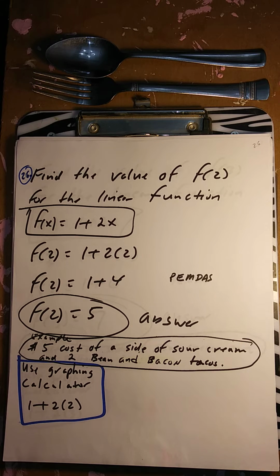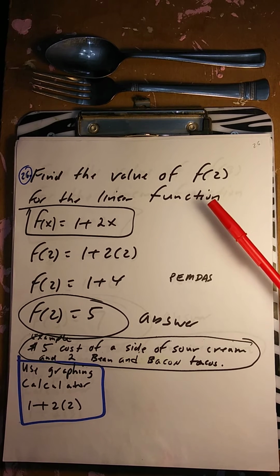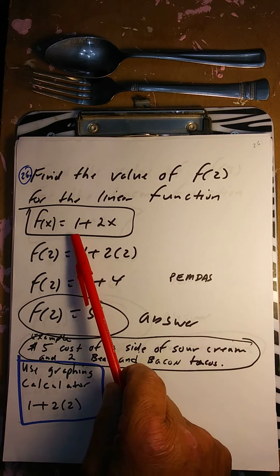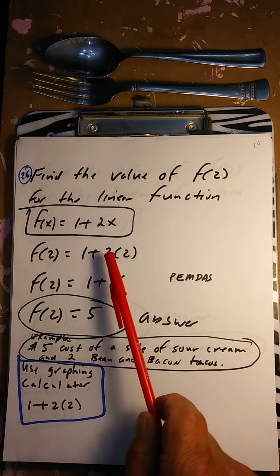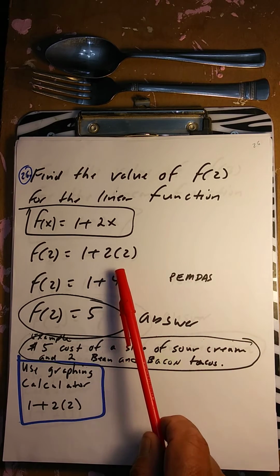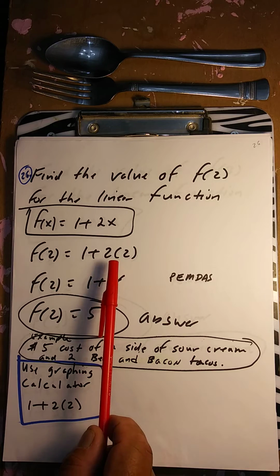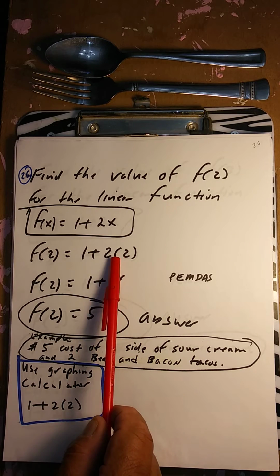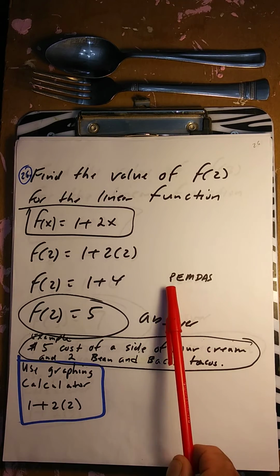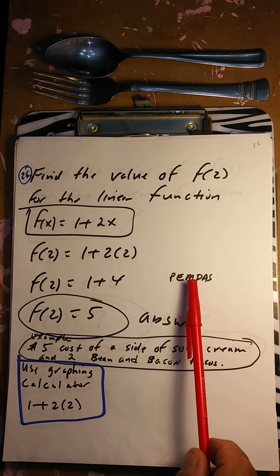Oh, another linear. Find the value of f of 2 for the linear function f of x equals 1 plus 2x. Again, put the number in there, f of 2. So it's going to go in there. Again, we have to multiply first. Don't add, multiply, order of operations, okay? Please excuse my dear Aunt Sally, parentheses, exponent, multiply, divide, add, subtract.